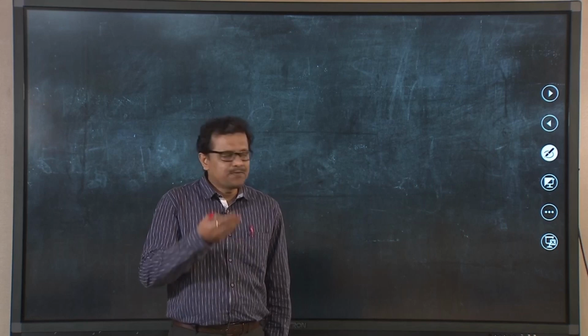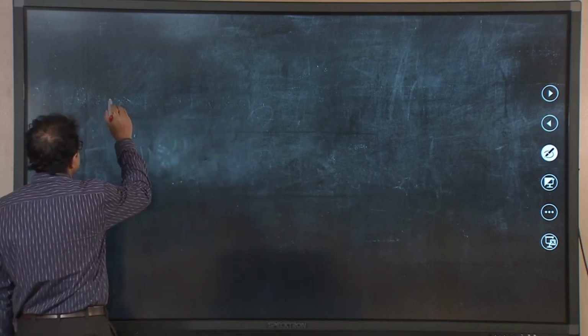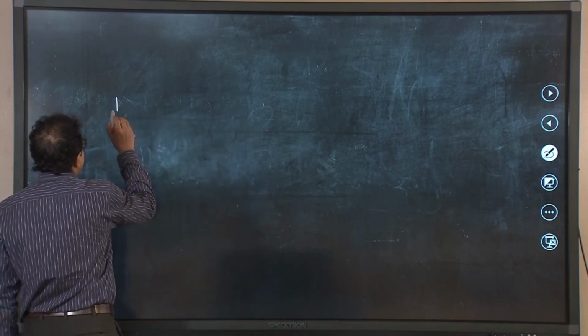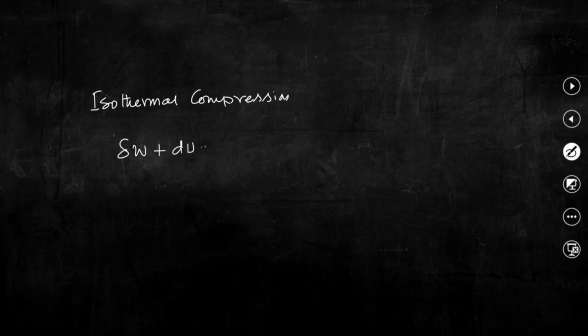So, if we write the isothermal compression, then we can write del W plus dU equal to del Q, right.